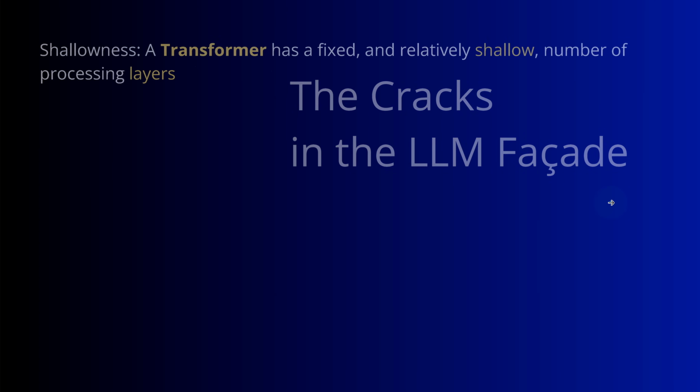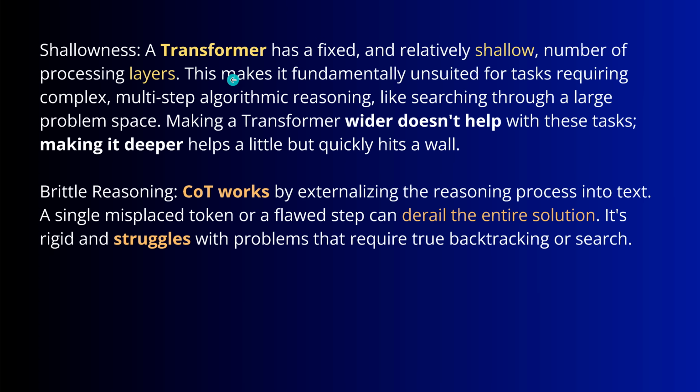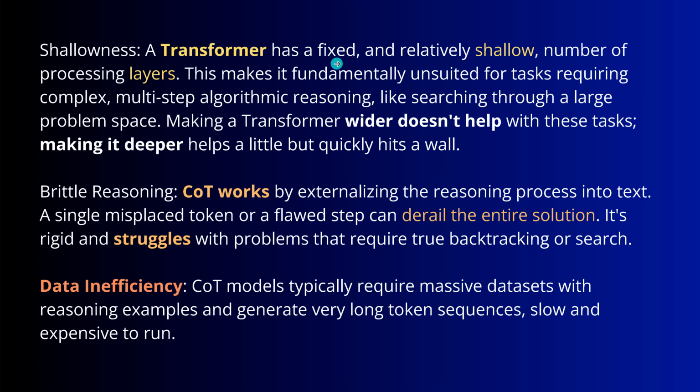We have to understand what the limitations are that we want to tackle, how we want to optimize, and what elements we want to optimize. Therefore, let's have a look at the cracks in the LLM facade. Shallowness. Our transformer has a fixed and relatively shallow number of processing layers. Not really great for complex multi-step algorithmic reasoning, no? Yes, we can make it wider, but this doesn't really help, no? And we can make it deeper, but this also hits a wall.